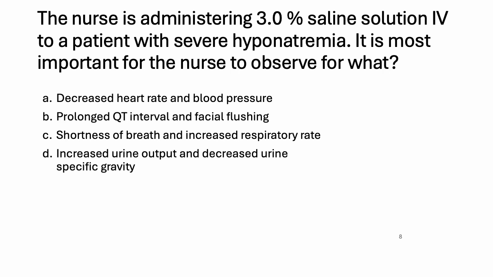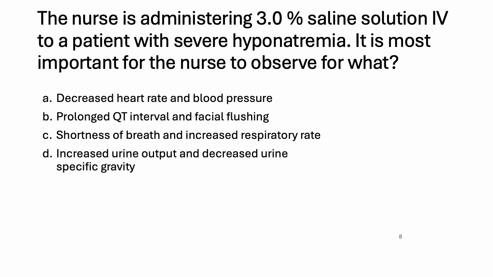So let's take a look at a question here. The nurse is administering 3% saline solution IV to a patient with severe hyponatremia. It is most important for the nurse to observe for what? So when we administer 3% saline solution with severe hyponatremia, it's important for us as nurses to observe for signs of fluid overload and neurologic complications, particularly osmotic demyelination syndrome.